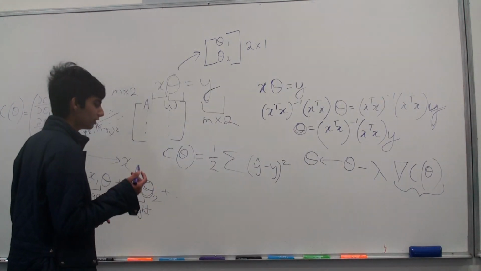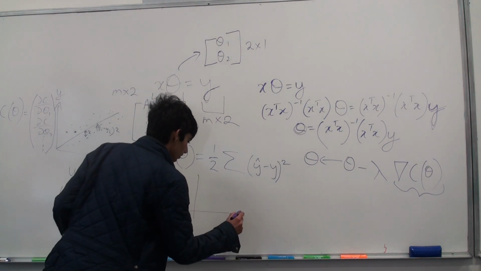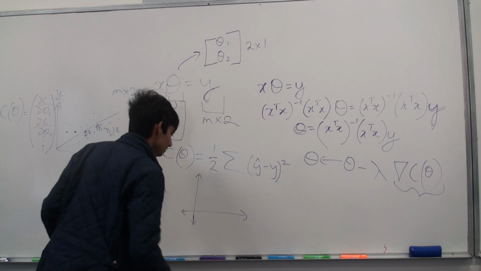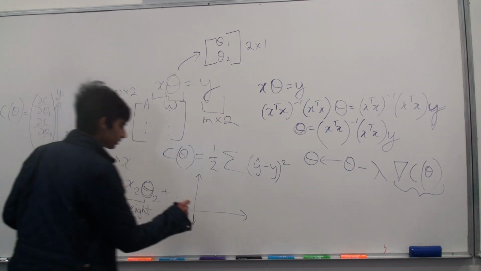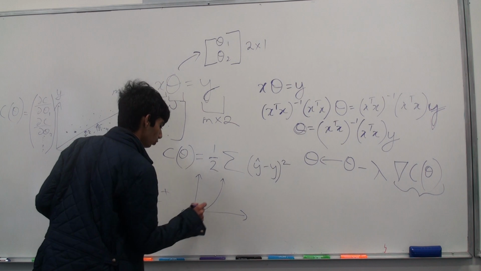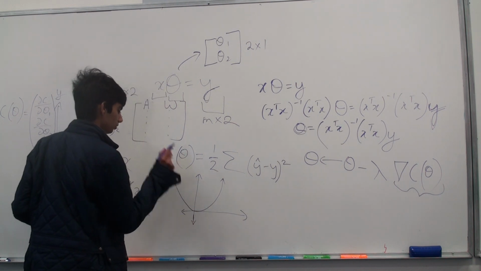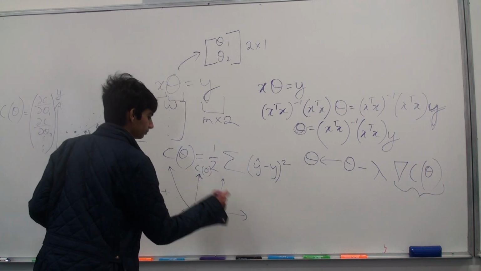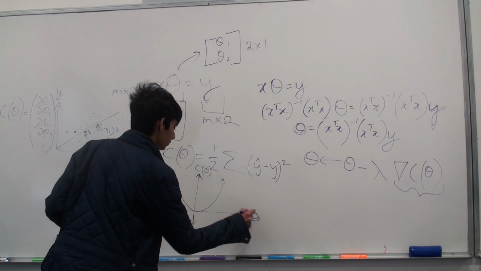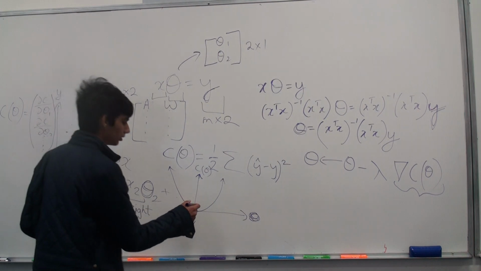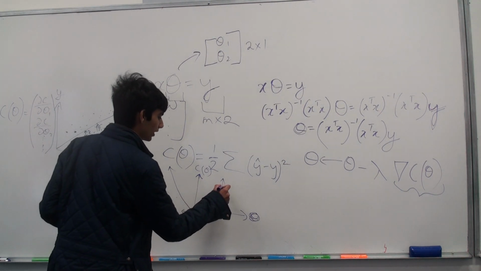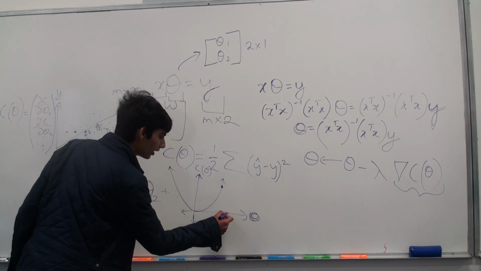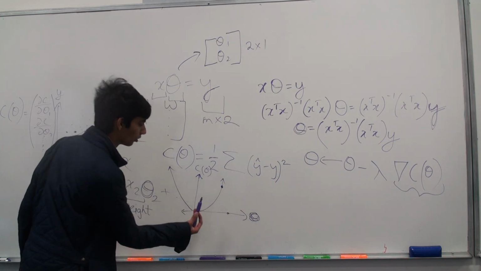So I'll demonstrate this in 2 dimensions. It's a bit difficult in 3 dimensions because I can't draw in 3D. So, say we have a square quadrant. So this is our cost function. What we're trying to do is minimize this value. So we start with some random weights here, and we want to go down. We want to find the value of theta for which this cost function is minimized.